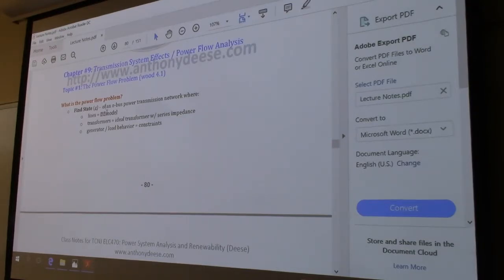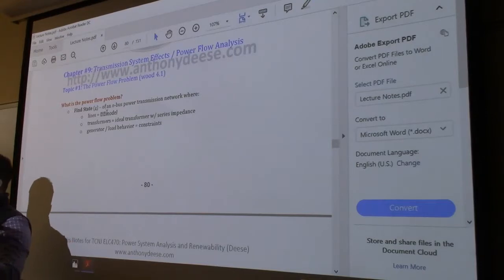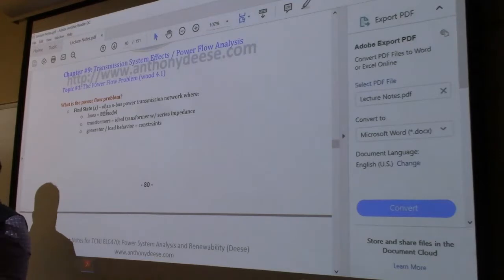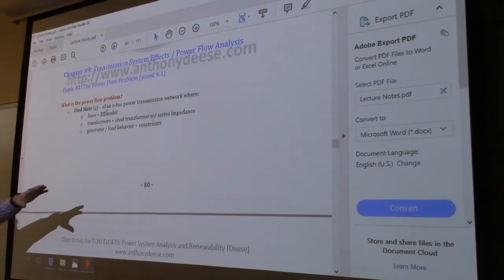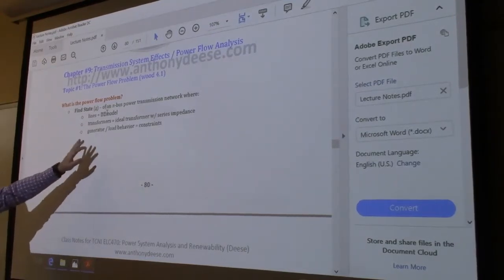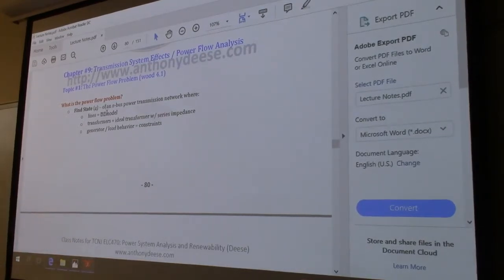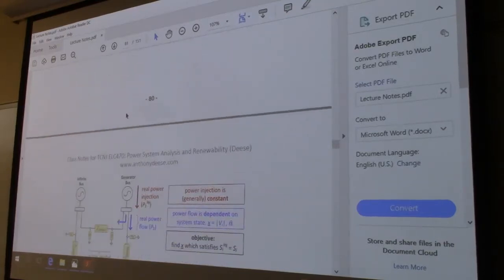Okay. So the power flow problem, we want to find the state of an N-bus transmission network. So far, we've been dealing with really small systems, right? One generator, one load, generator connected to infinite bus. It was a great way to look at instability and look at certain ways in which the synchronous machine operates, but doesn't allow us to solve bigger problems. So now we want to find the state of a system that has multiple lines, multiple transformers, multiple generators and loads all working together and interacting.